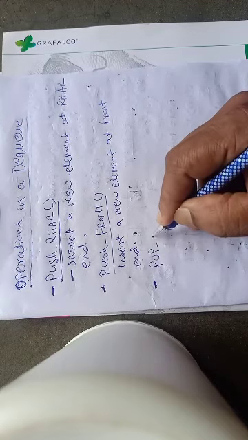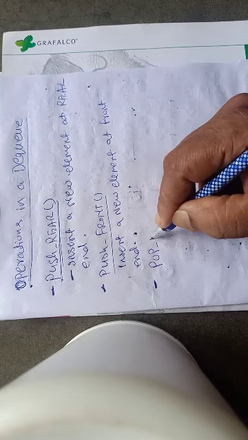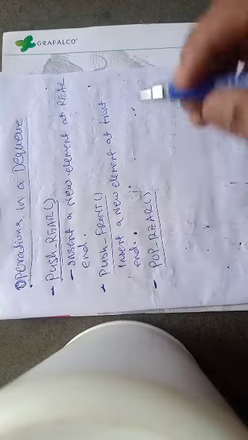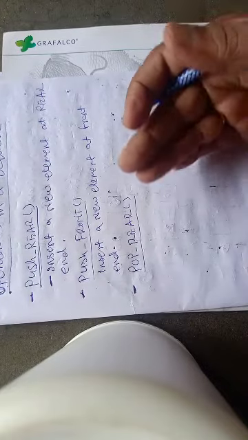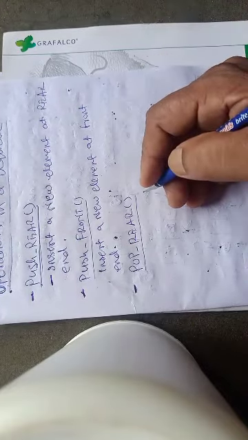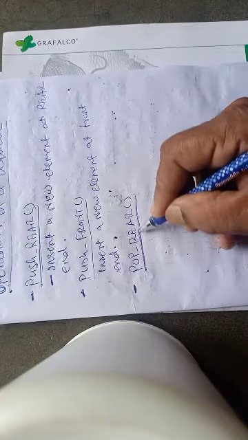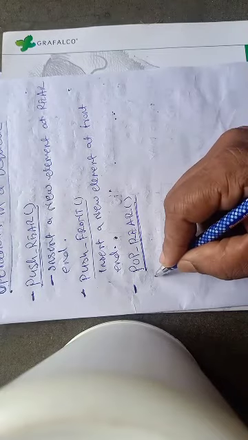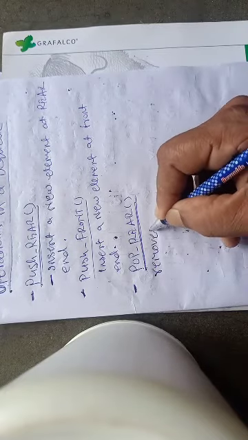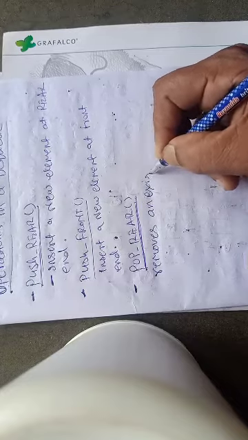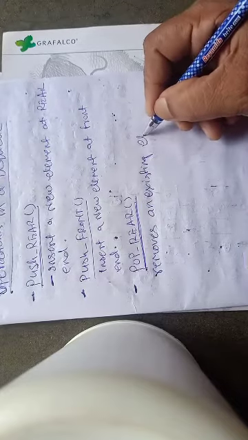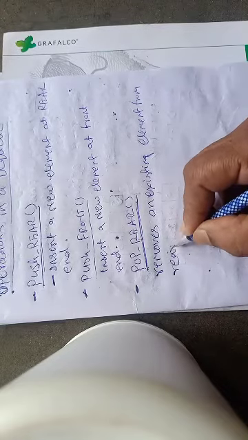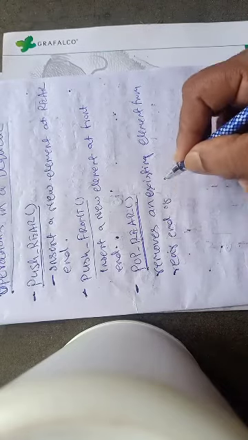The third operation is pop rear. So this is again a new operation. Pop means remove. Ideally we remove from the front side, but I have introduced a new operation here, pop rear. Now this will remove an existing element from the rear end of the queue.